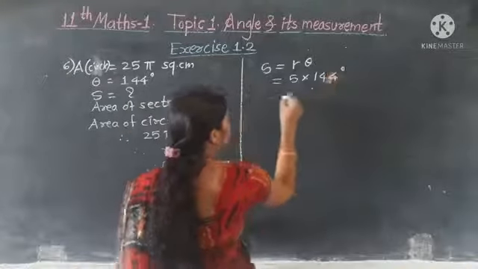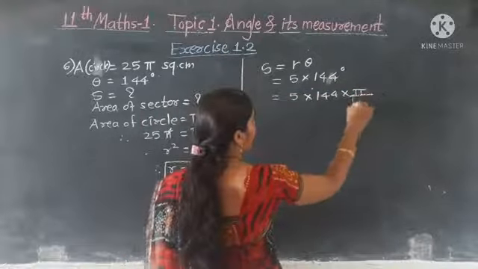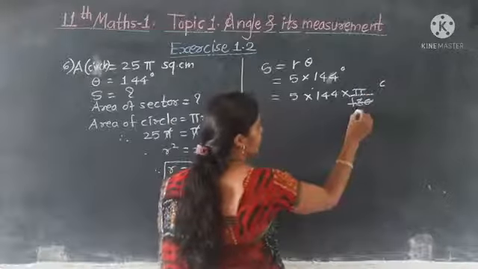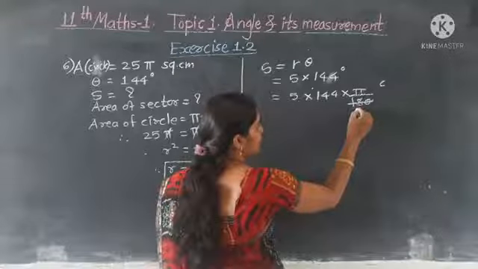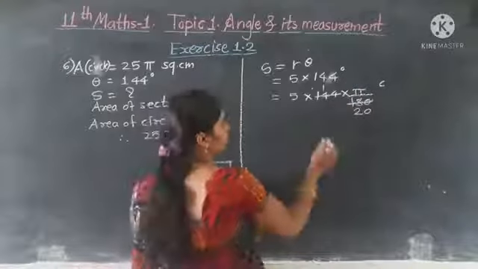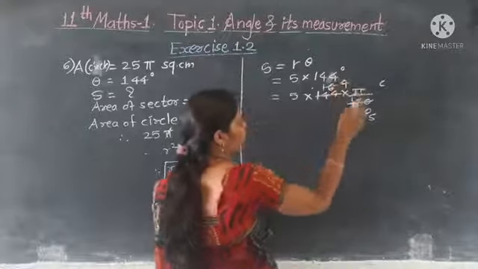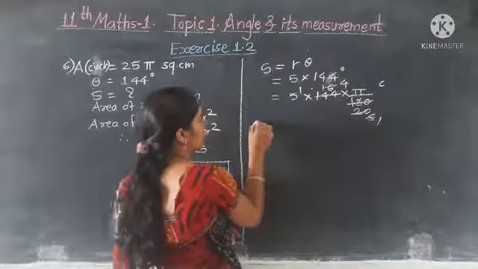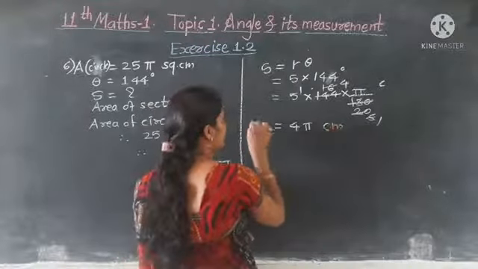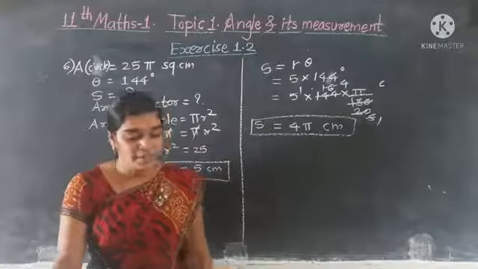Theta is 144 degree. We convert this into radian. 144 into pi by 180 radian. Okay. Here, 9 2s are 18, 9 1s are 9, and so on. That is, we get S is equal to 4 pi centimeter. We get the value of S as 4 pi centimeter.